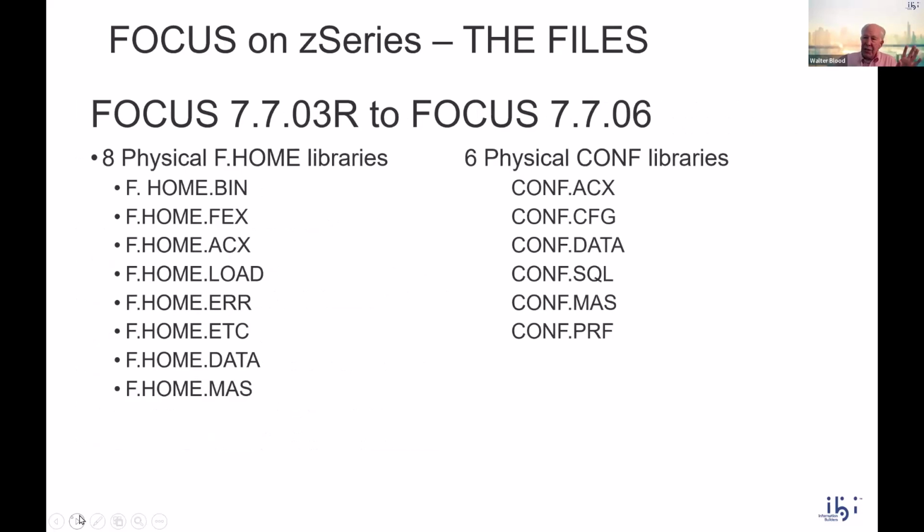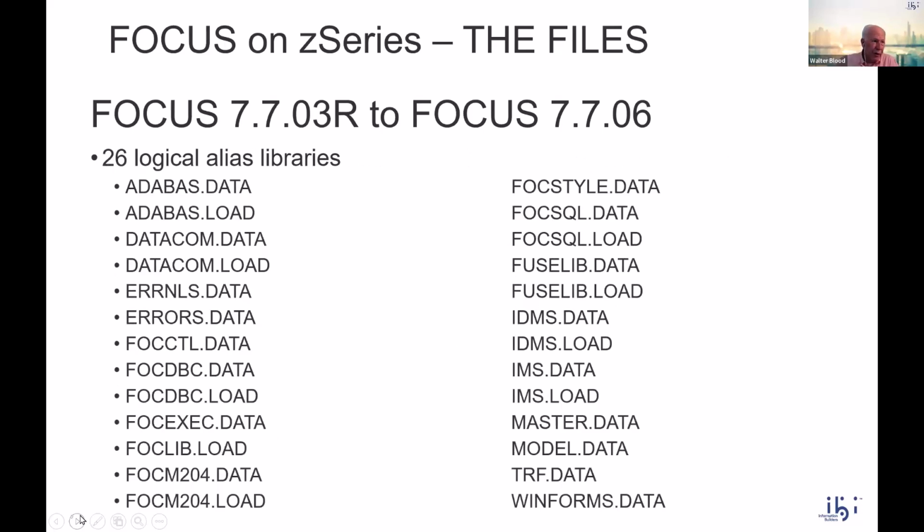In 7703 and above, we have changed the way that we work. We now deliver physical files that are different. As a matter of fact, the physical files that we deliver for 7703 all the way up to 9.2 are the same. We have a whole lot of f.home files, 8 of them, and we have 6 conf files that are delivered. That's really all that's there. Now, what happened to all of those other files?